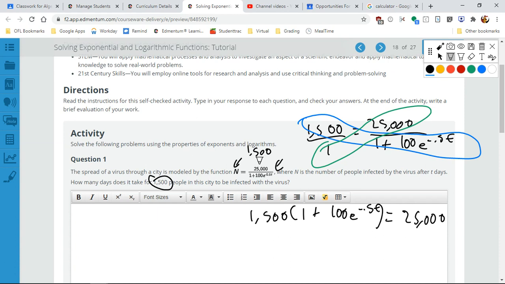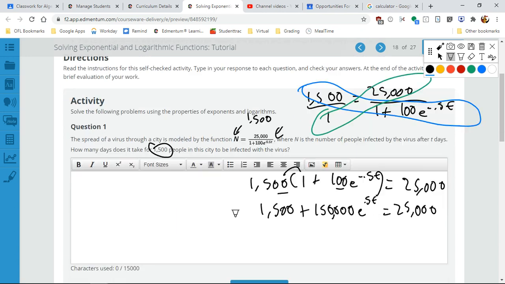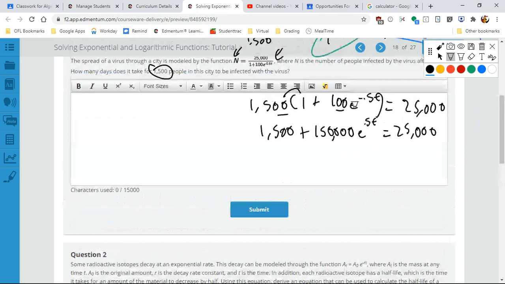So when we're doing this, we're going to distribute this out. We have this 1,500 plus, we're going to add 2 zeros, so 1, 2, 3, 4 zeros all together, and we have that e^(-0.5t) equals 25,000. Now we can do basic algebra until we get to this e. So we're going to subtract 1,500,000.